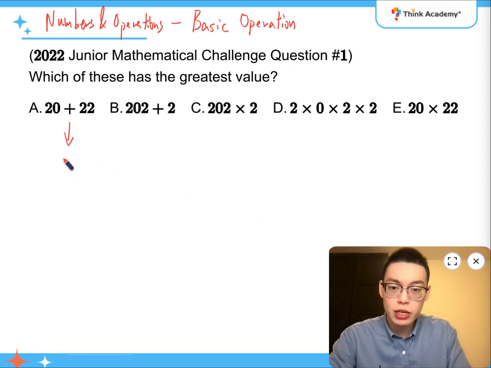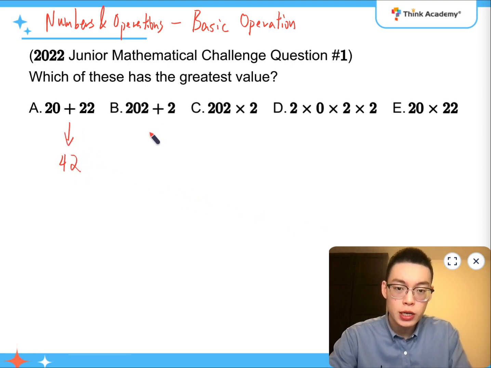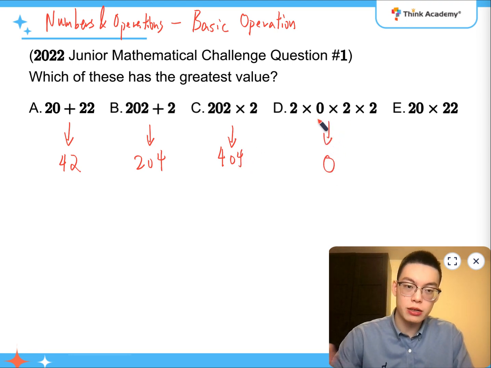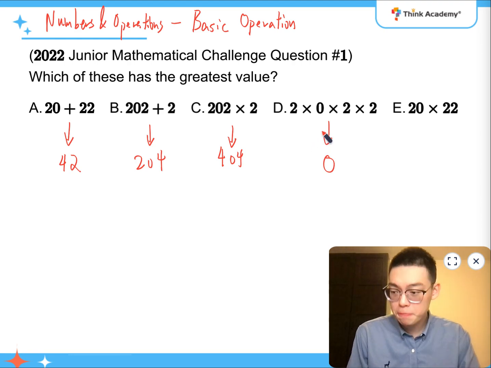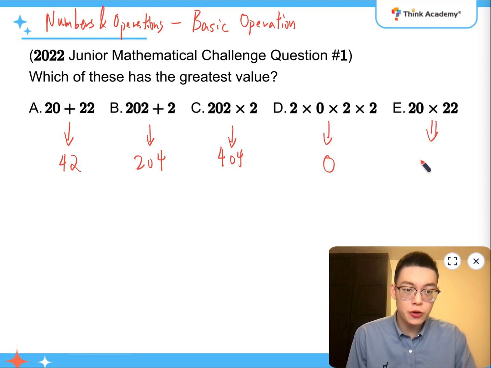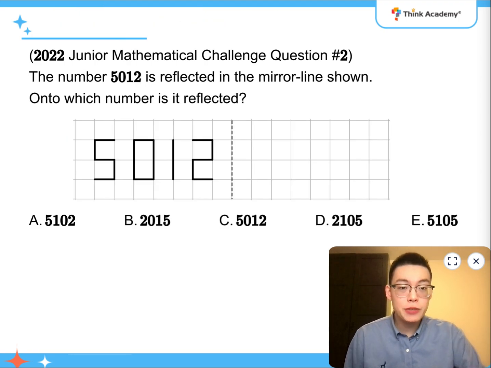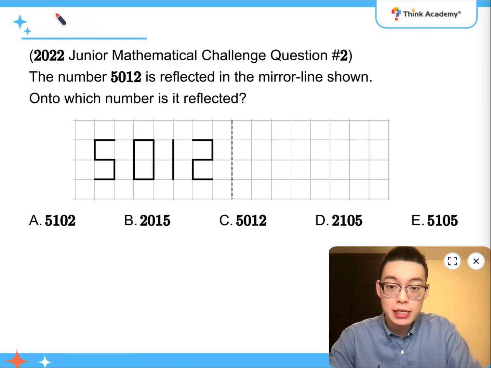So the first calculation leads to 42. The second one leads to 204. The third one leads to 404. The fourth one leads to 0 because there's a 0 in the multiplication. And the last one leads to 440. So apparently this has the largest value, right? So the answer is E. Easy one. And for question 2, well, this is a geometry question on reflection.